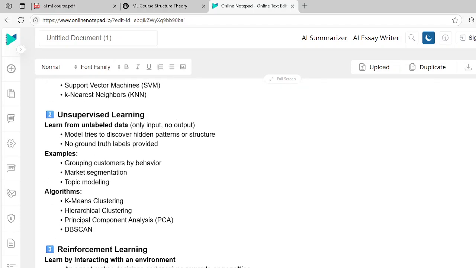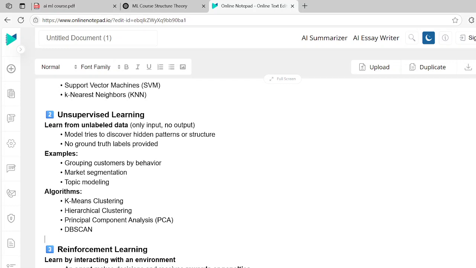Second, we have unsupervised learning, which learns from unlabeled data: only input, no output. The model tries to discover hidden patterns or structure, with no ground truth labels provided. Alright, so there is no supervision here in regards to learning. The model basically learns from unlabeled data where it only has input and no output, hence why it is called unlabeled data. Basically that's how unsupervised learning works.